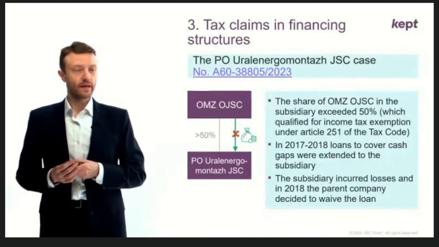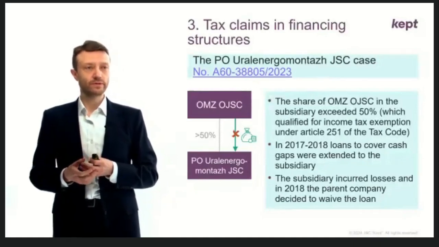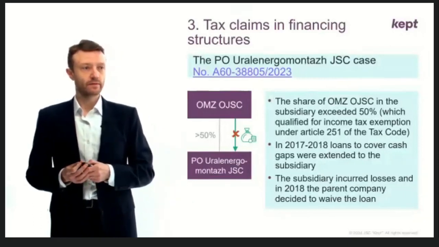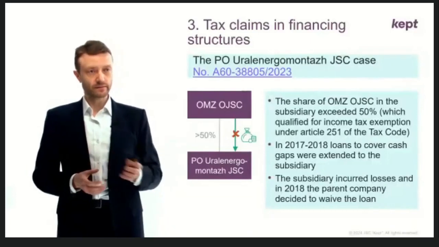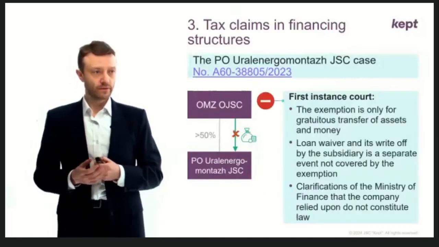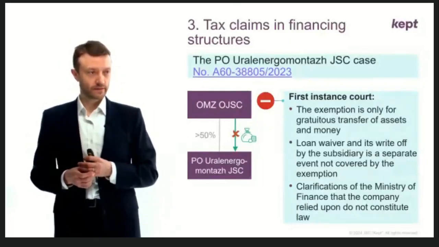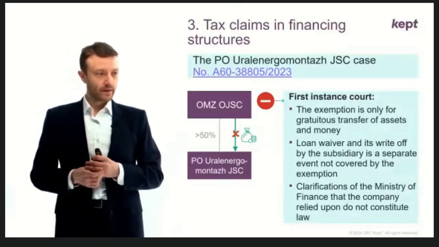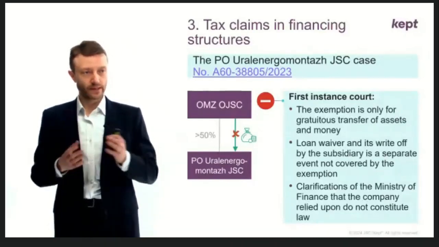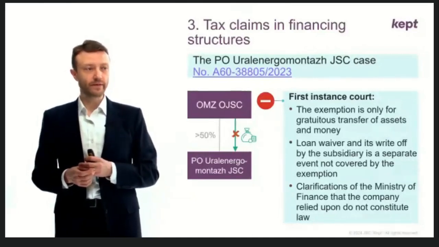But last year the Ministry of Finance changed its opinion on this structure, on loan forgiveness, and this is the first case where it's not the case. The first case where loan forgiveness was challenged and the exemption was challenged by the tax authorities, and the first instance court ruled in favor of the tax authorities, so it supported the claim, and it didn't help. The taxpayer couldn't prove that the exemption was available, even with a reference to positive clarifications, positive letters from the Ministry of Finance.